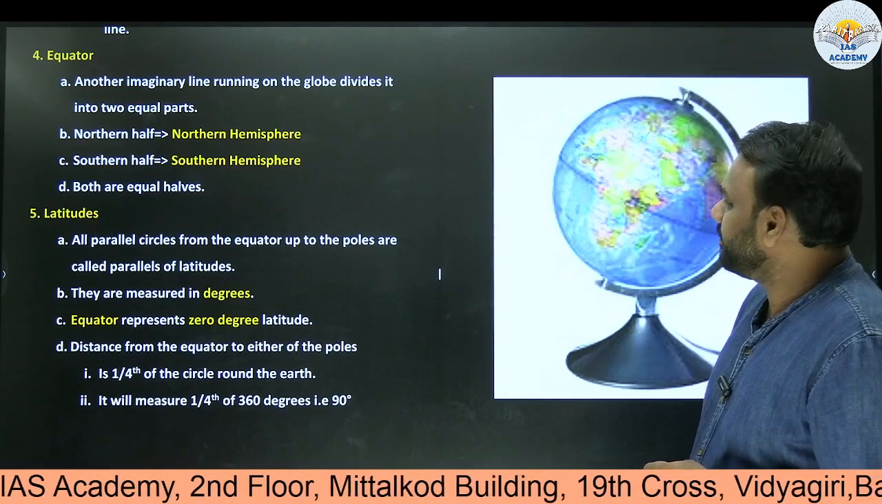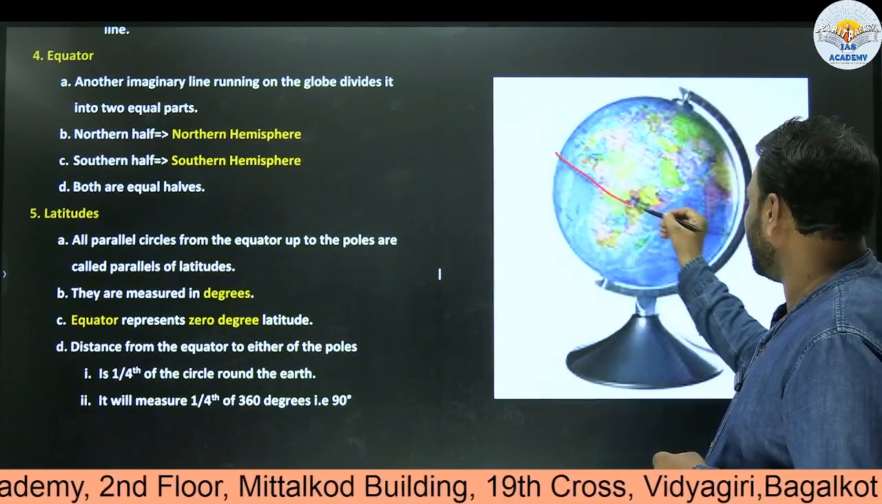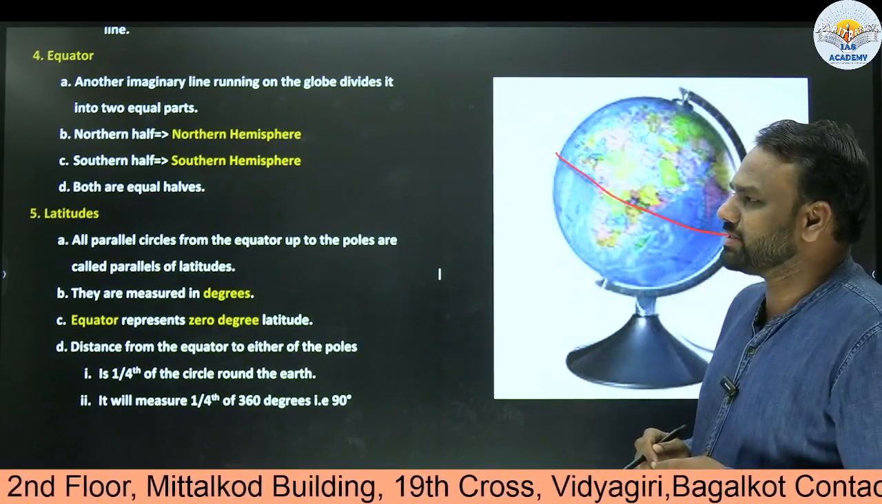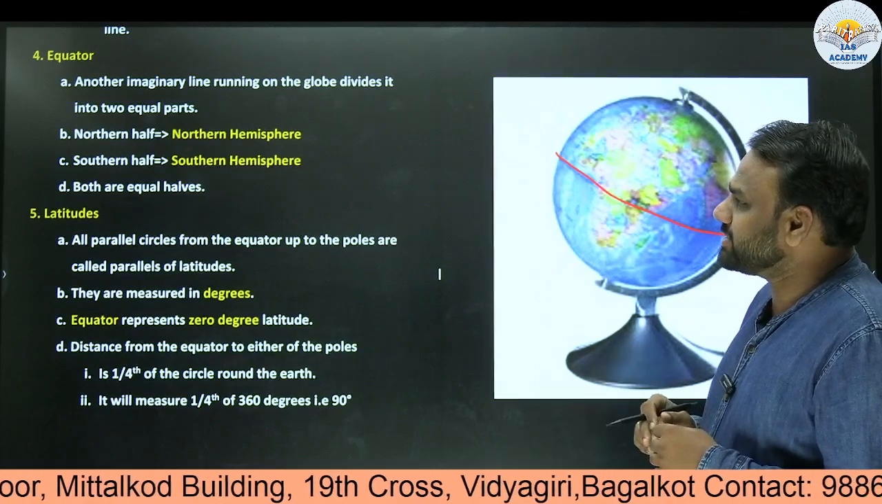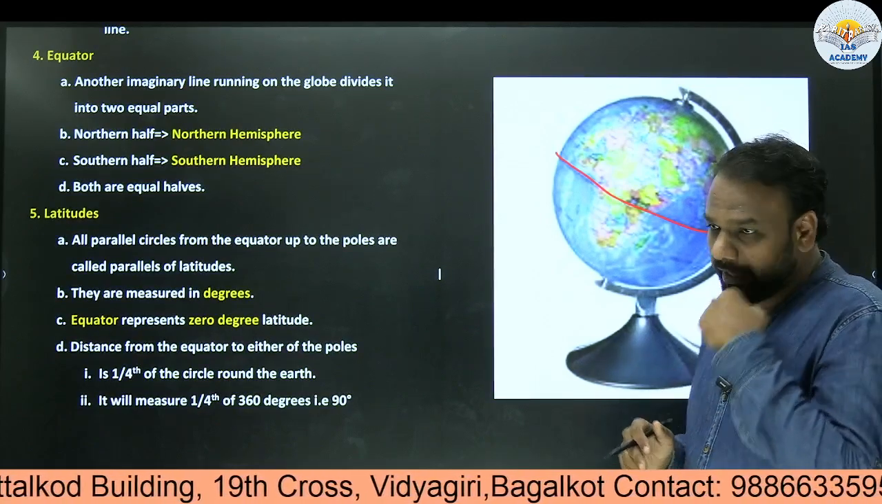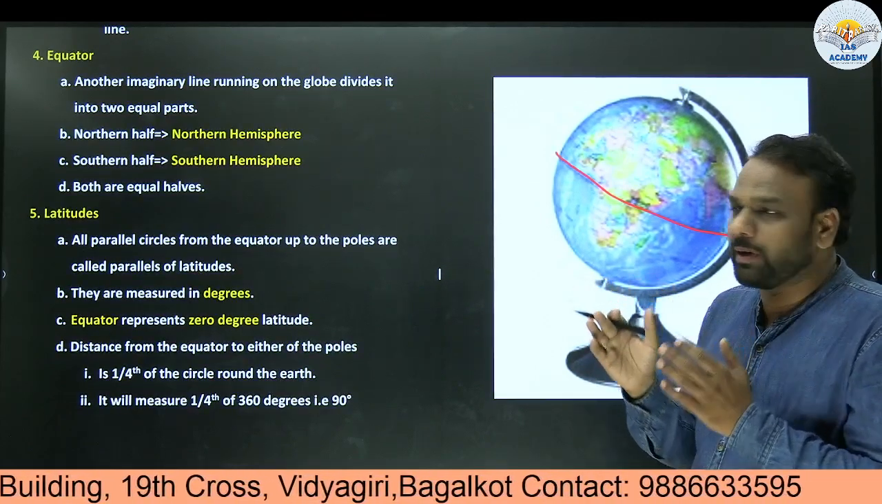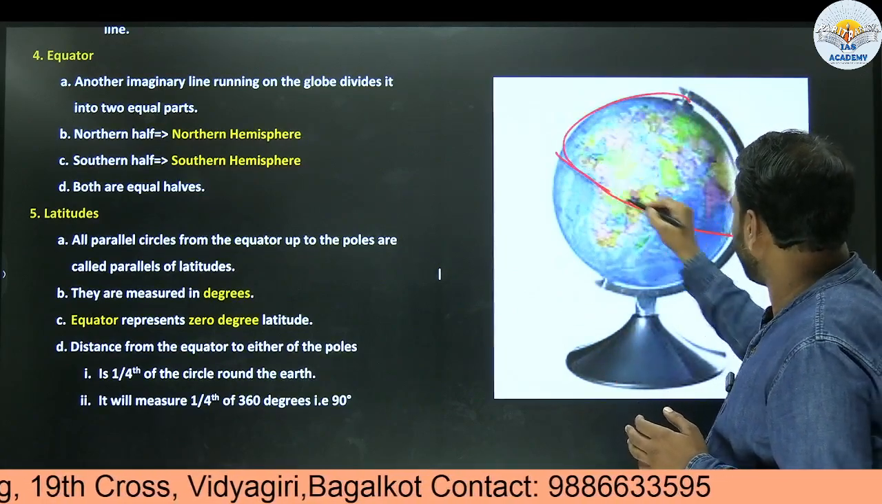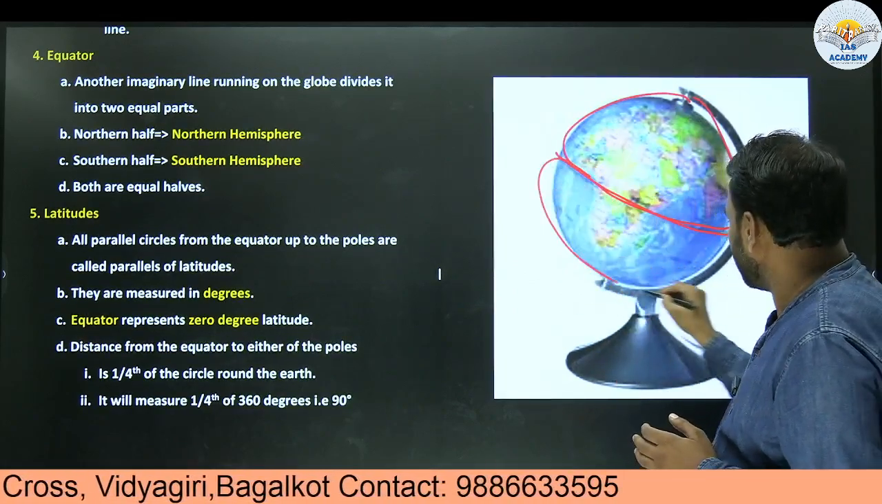So where does the equator lie? The equator lies exactly here in the center. What does this equator do? It divides the Earth into 2 equal parts. So this is one part and this is the other part.